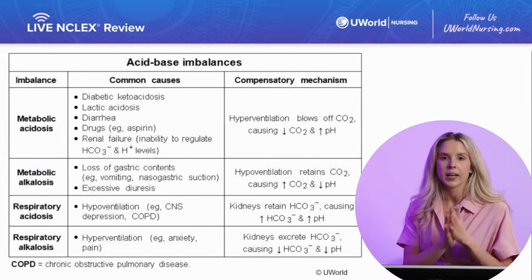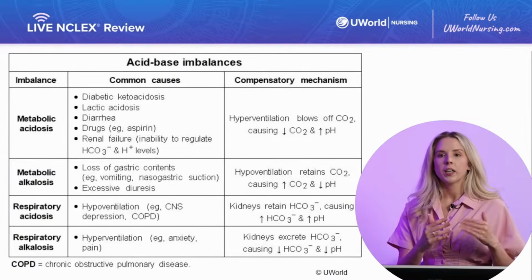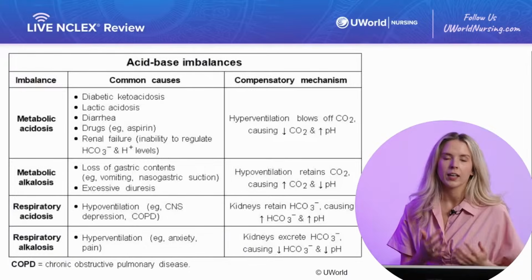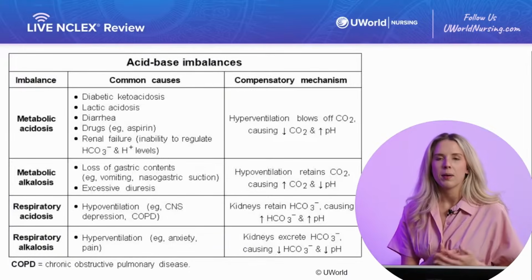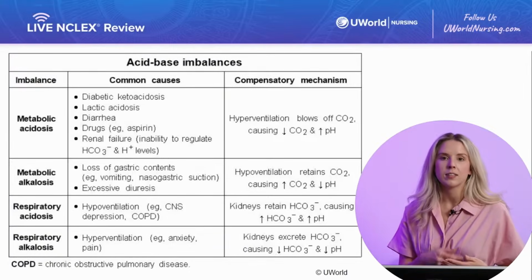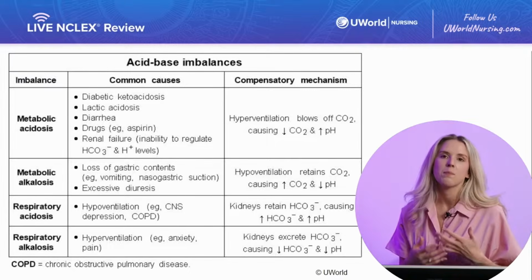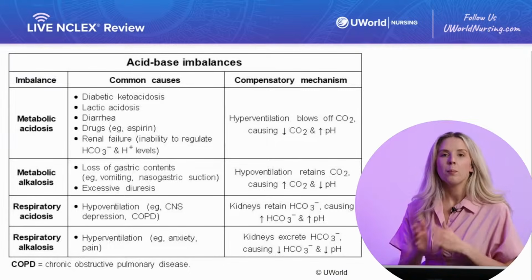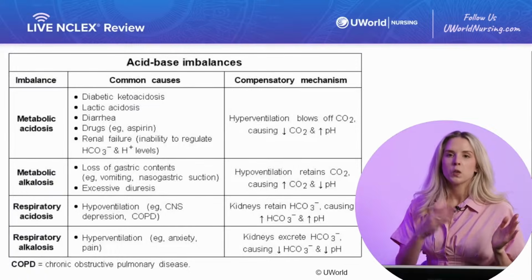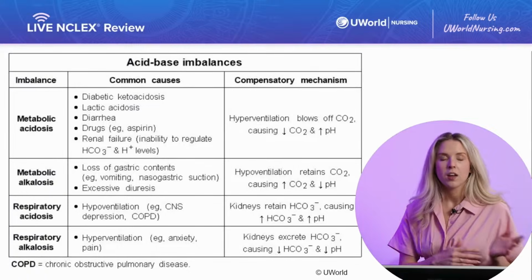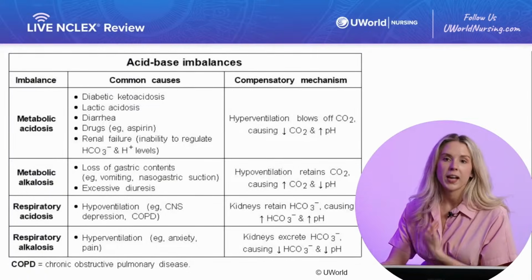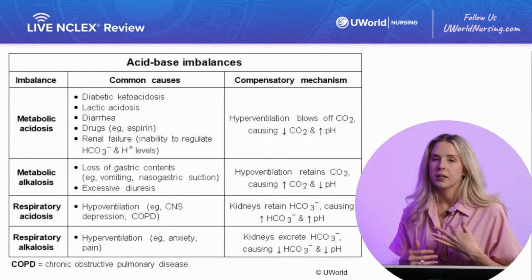So in respiratory acidosis, we're going to think about hypoventilating, breathing slowly, and this is going to cause a buildup of that CO2, which is acidic, and it makes our blood more acidic, putting us into a state of acidosis, which means we have a lower pH. On the other hand, in respiratory alkalosis, here these clients are typically hyperventilating.